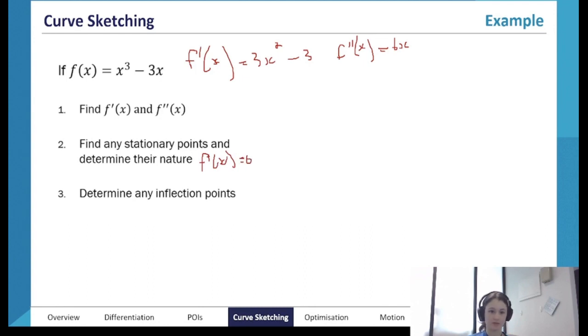So we're going to find when the first derivative is equal to 0. So we're going to let 0 equal 3x squared, take 3. The only unknown here that we have is x squared, so we can just solve this algebraically. We are going to have 3 equals 3x squared.